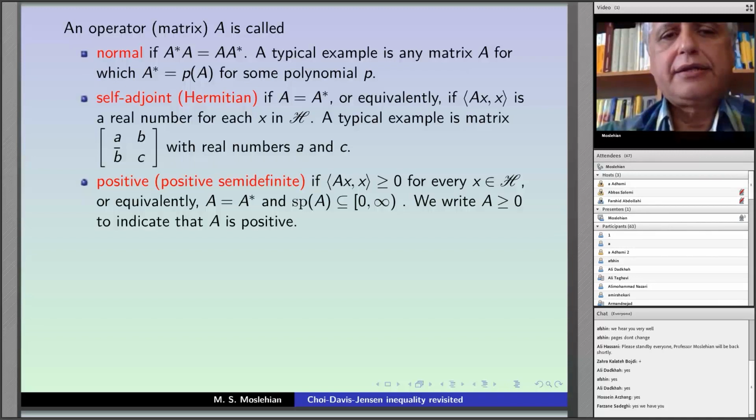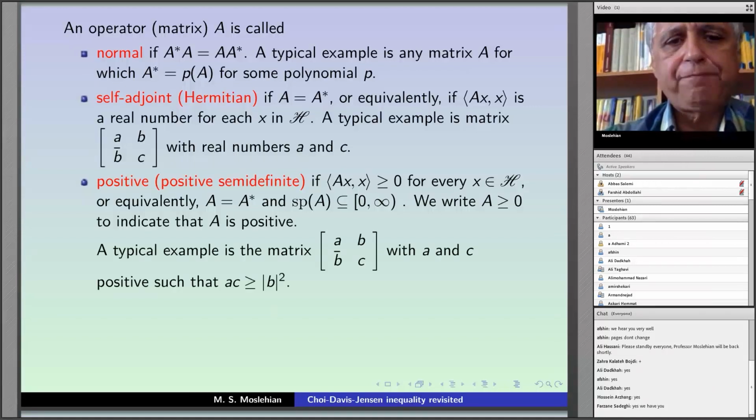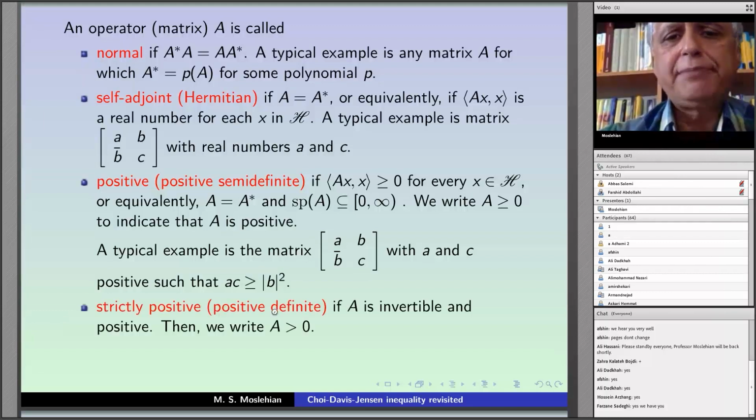An operator A is called positive when this inner product is non-negative for every x in H, or equivalently when A is self-adjoint and its spectrum is contained in the positive half of the real line. We write A ≥ 0 to indicate that A is positive. A typical example is this matrix, in which a and c are non-negative numbers and the determinant of this matrix is non-negative. If A is invertible and positive, then we say that A is strictly positive.